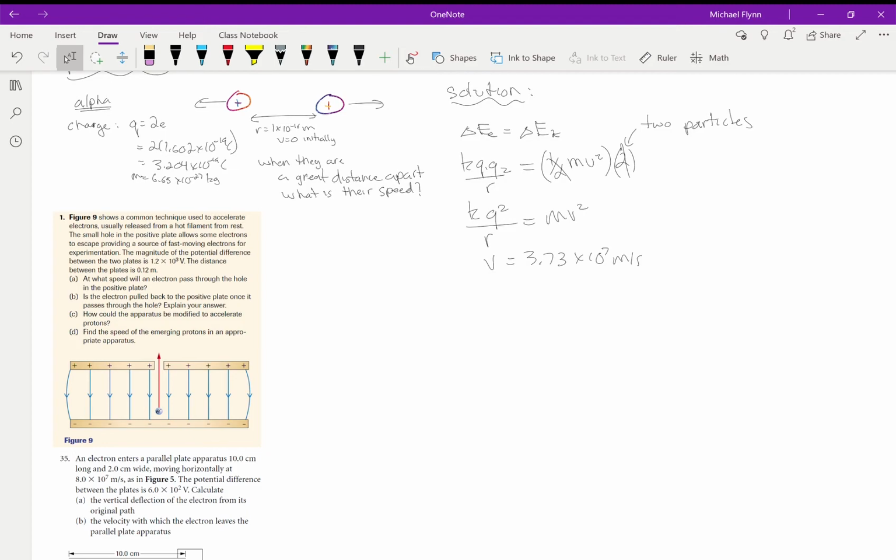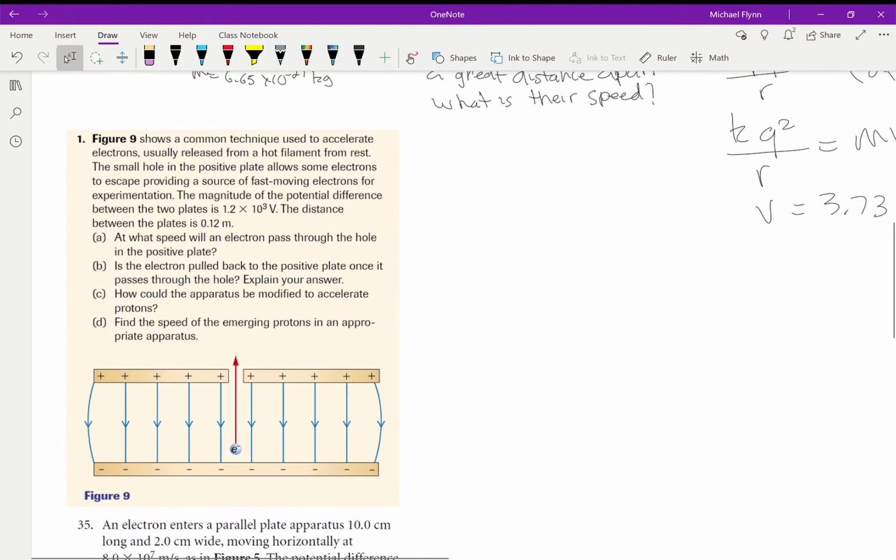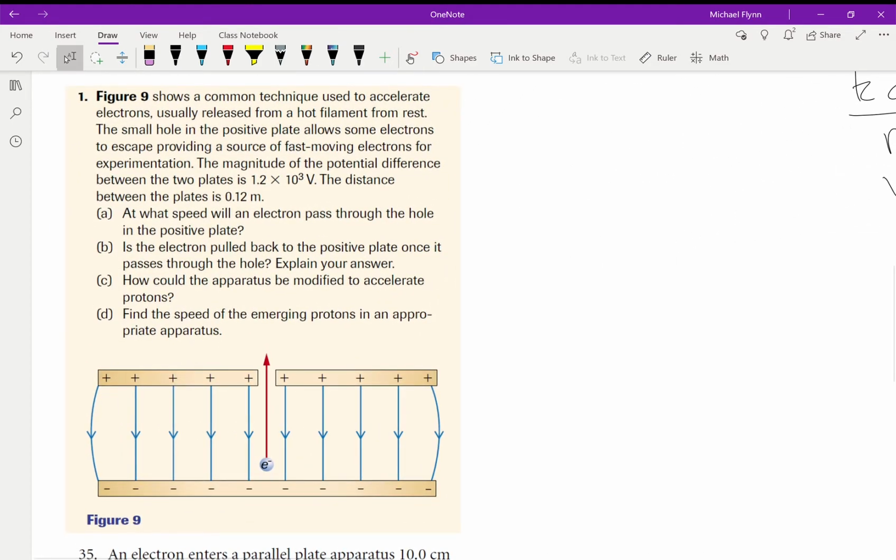You basically do it like this. Now let's look at my other example here. Here we have a parallel plate apparatus. It says a common technique used to accelerate electrons, so this is a basic particle accelerator. You get electrons released from a hot filament from rest. The small hole in the positive plate allows some electrons to escape, providing a source of fast-moving electrons for the experiment. Now, this one's in your homework, so I'm not going to give you the final answer, but I'm just going to show you the steps.